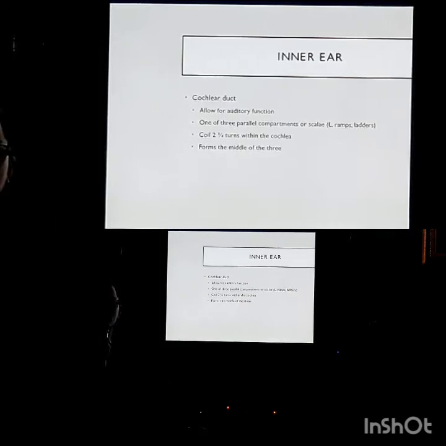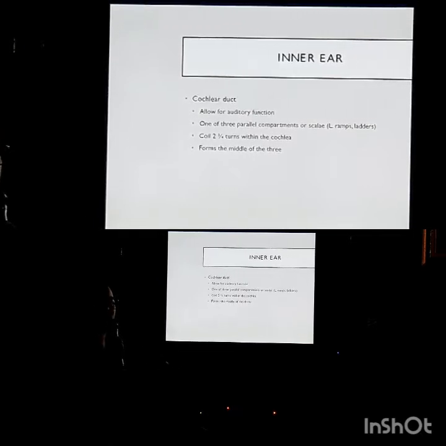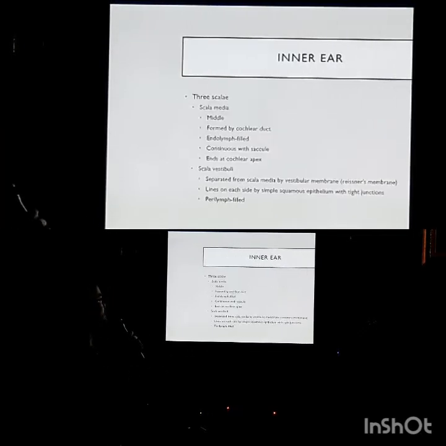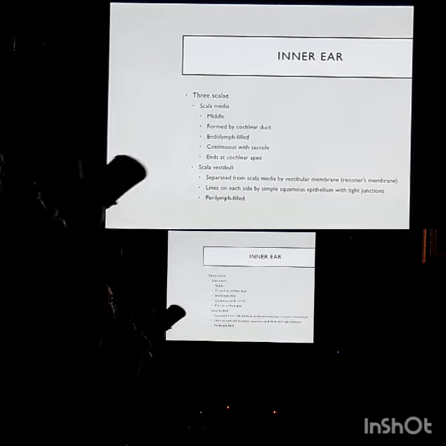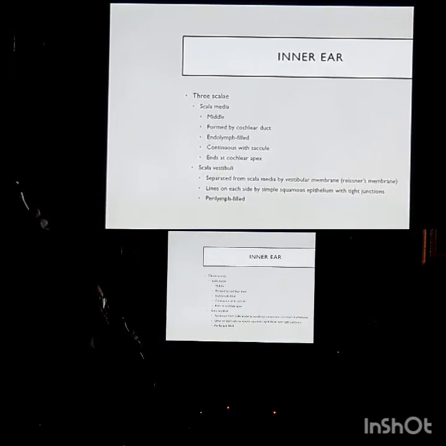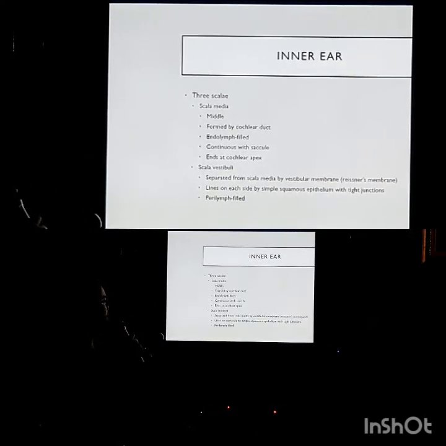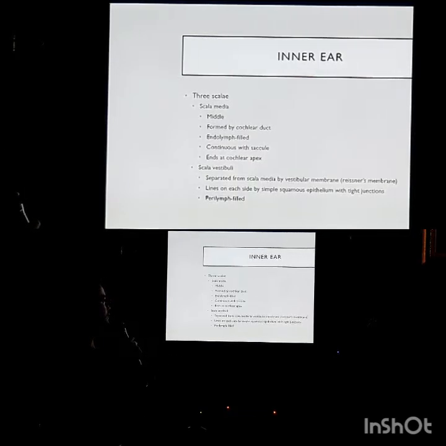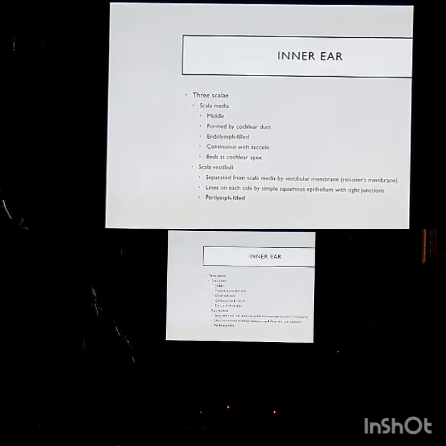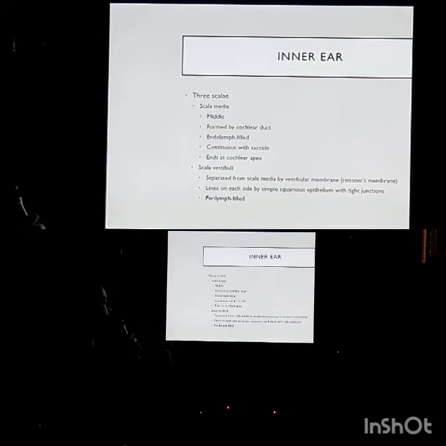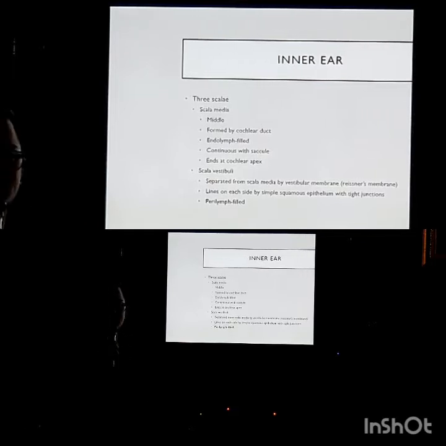Okay? So the cochlear duct is actually the middle part of three scala, or three ladders, or three layers. So you have the scala media, which is formed by the cochlear duct. This one is endolymph filled. It is continuous with the saccule, and it ends at the cochlear apex. Okay, you have a larger scala vestibuli, which is separated from the scala media by the Reisner's membrane. They lie on each side and are enclosed by simple squamous epithelium with tight junctions.